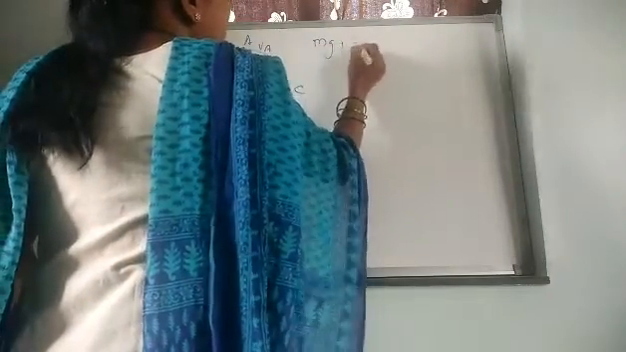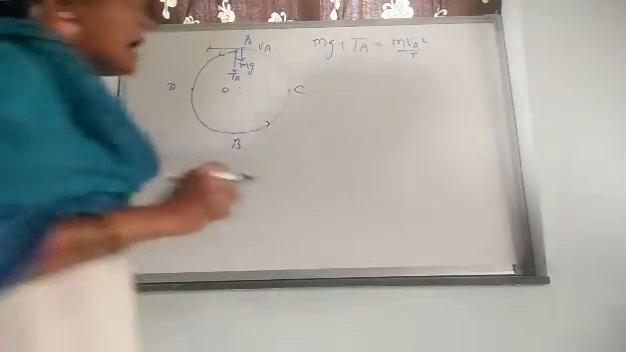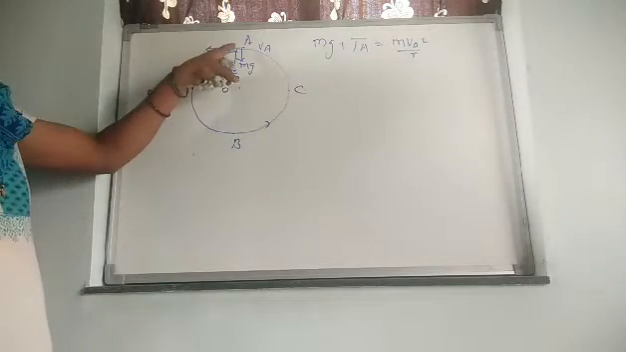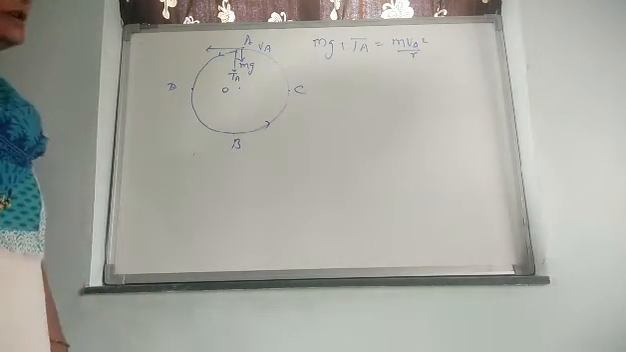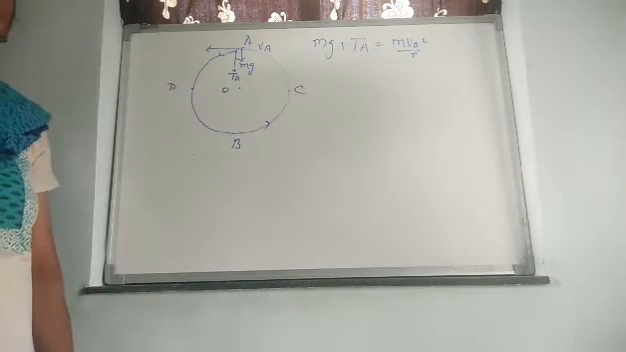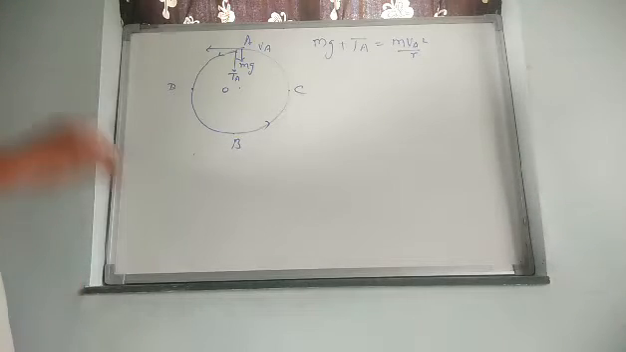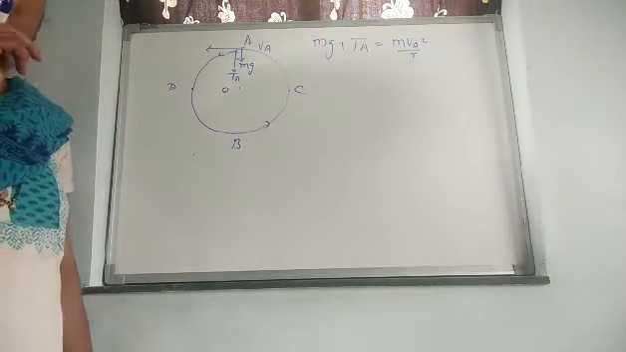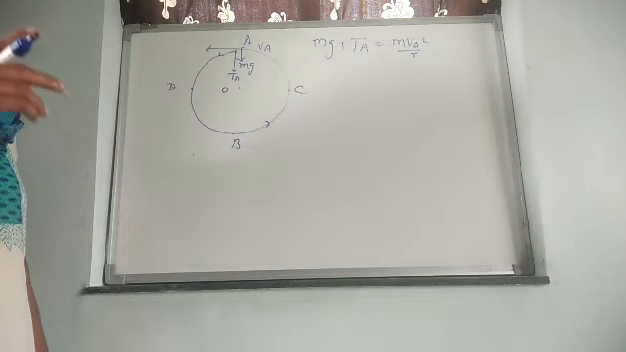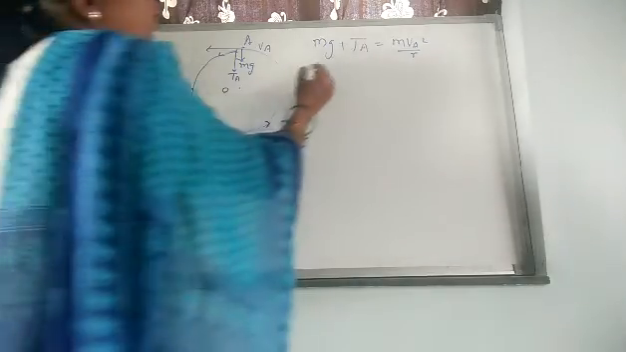mg plus TA is equal to mVA square upon r, when the object is at the uppermost point A. We can write mg plus TA is equal to mVA square upon r, where r is the radius of the vertical circle, which is the length of the string. Here you can say that at the topmost point, the minimum possible speed should be such that the string becomes slack and tension vanishes. That means TA is equal to 0.